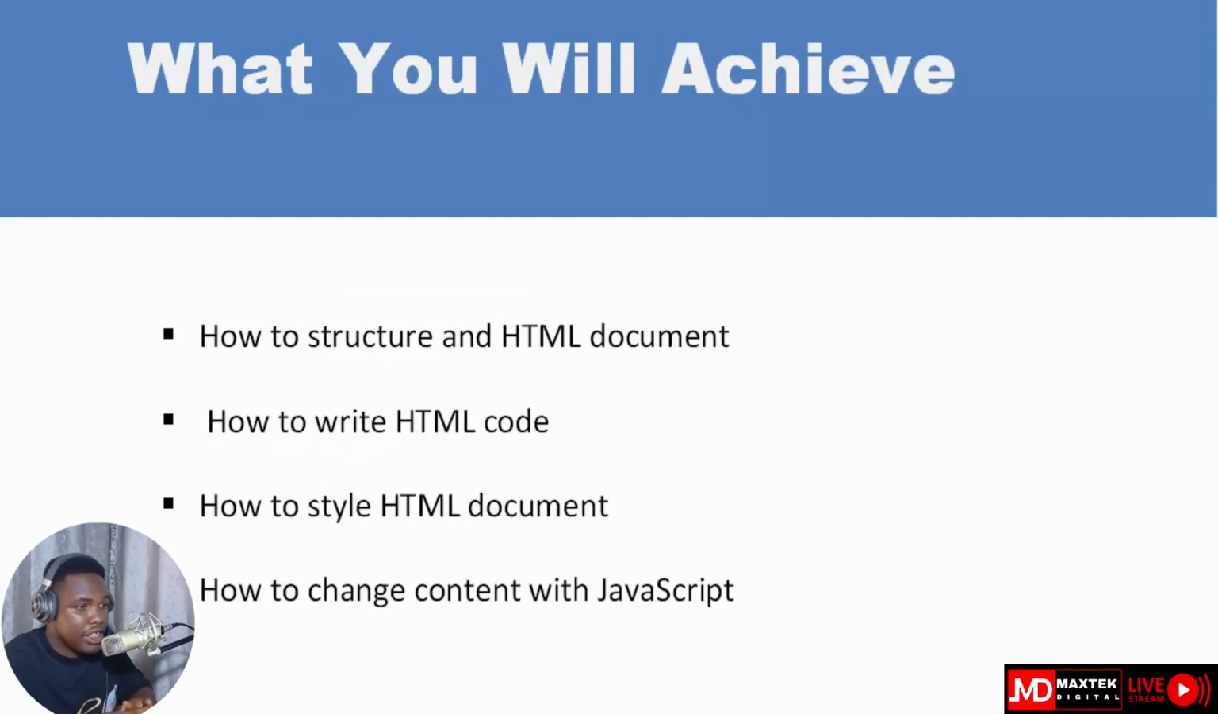What will you achieve at the end of this course? At the end of this course, I expect you to know how to create a basic HTML document structure, and also how to write basic HTML code. So you should be able to use tags and open and close the tags appropriately. Also, I expect you to know how to apply styling using CSS to your HTML documents. Finally, I expect you to know how to change the contents of a web page using JavaScript.